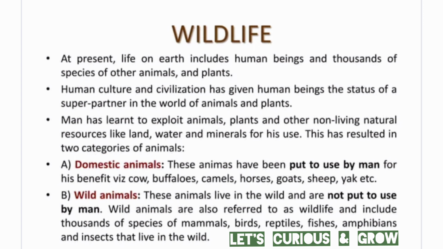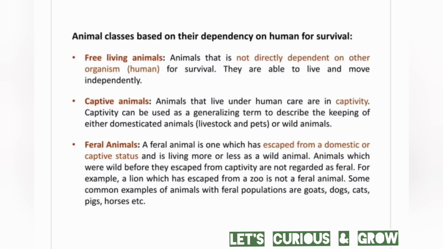Domestic animals, as you know, are put to use by man for their own benefit, like cows, buffaloes, camels, horses, goats, sheep, etc. The wild animals are those which are not kept in houses and not used for man's own purposes. So again, the animal classes are based on their dependency on humans for survival. These are again categorized into three different categories: the free living animals, captive animals and feral animals.